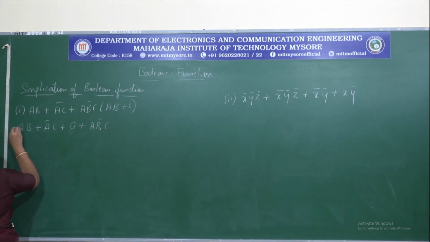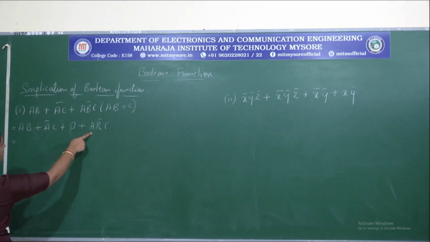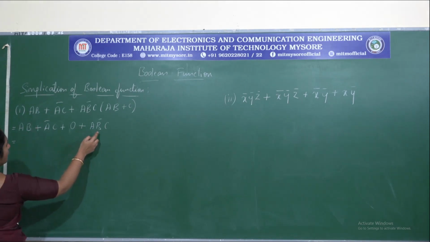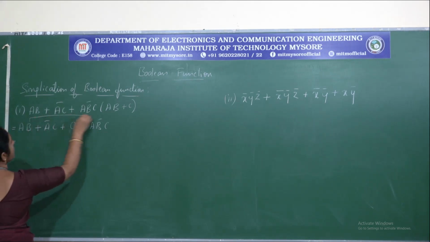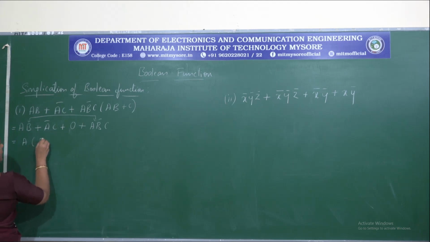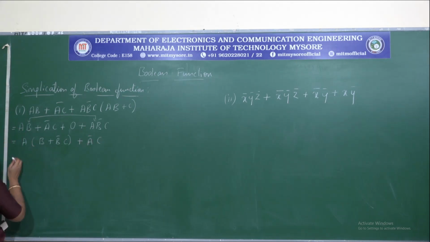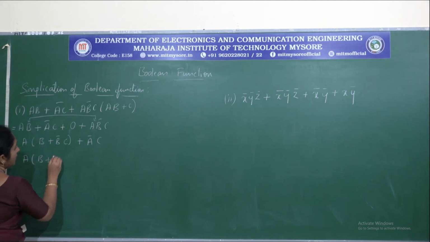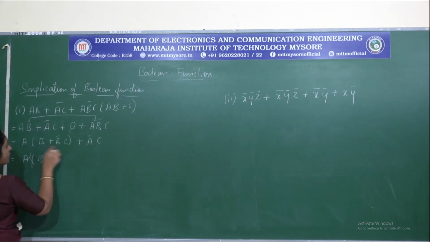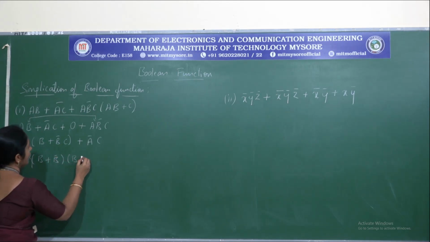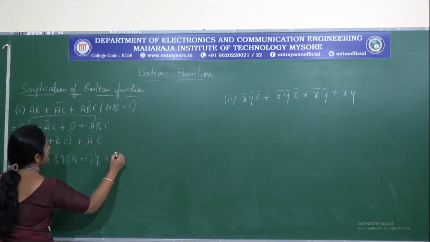Okay. So next, if you observe, yes, we can group these two. We have A as common, next we have B plus B bar C, next we have A bar C. So this can be written as B plus B bar, because using distributive we can expand this like, B plus B bar into B plus C, plus A bar C.